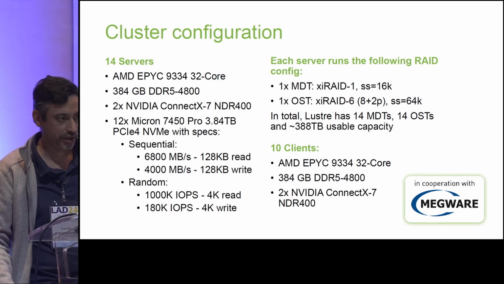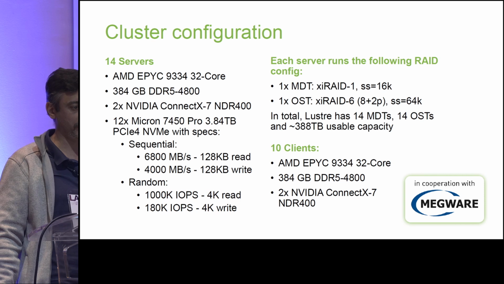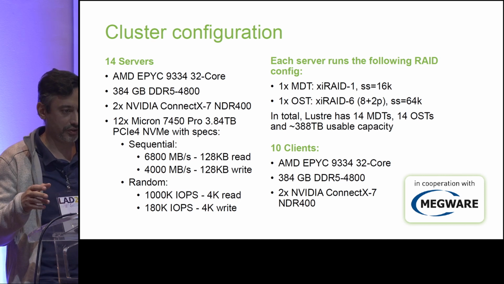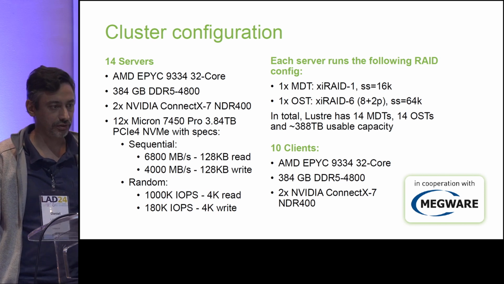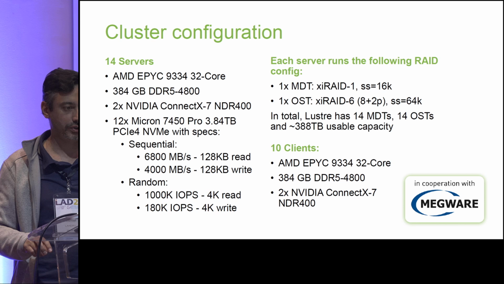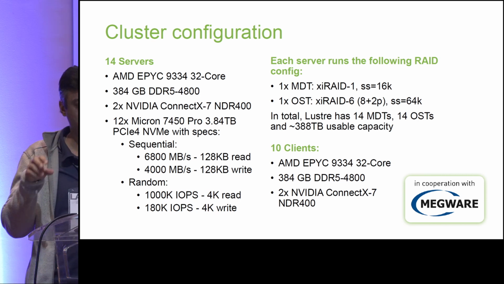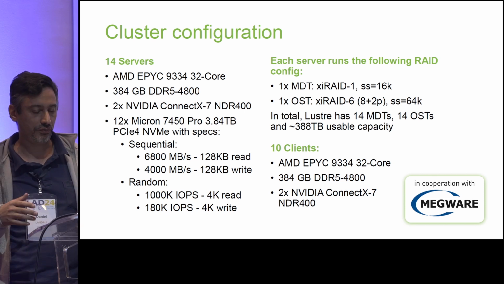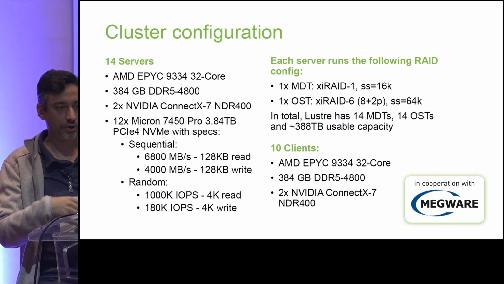And what hardware did they have? They had 14 servers. Each server was equipped with 12 NVMe drives. The drives' performance is listed here. They had quite a fast network. Each server had 2 ConnectX-7 NDR cards, and each server was configured in the following way. They took 2 NVMes for RAID 1, and this RAID device was used for MDT. And they took the other 10 drives and formed RAID 6 with enough redundancy. And this device was used for OST.